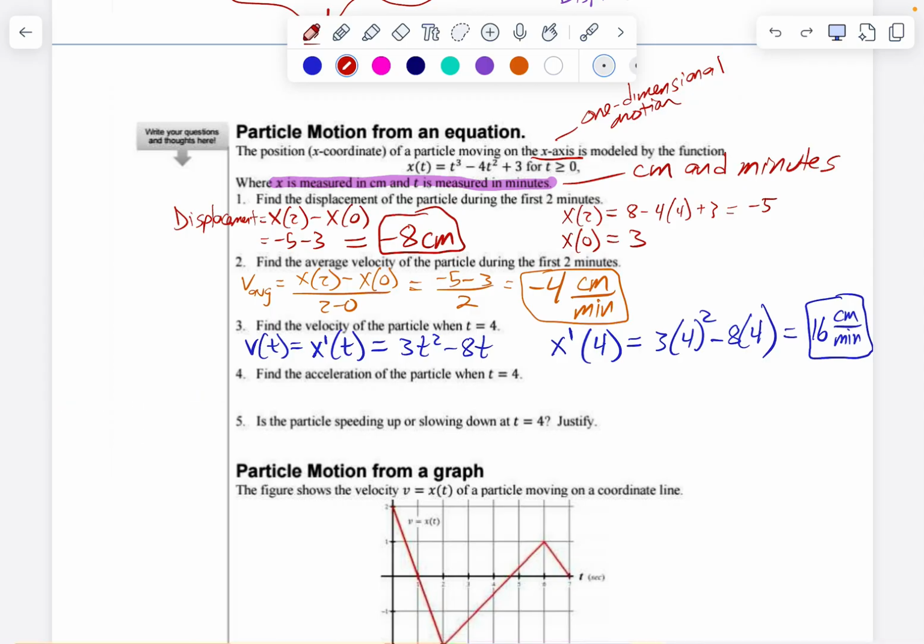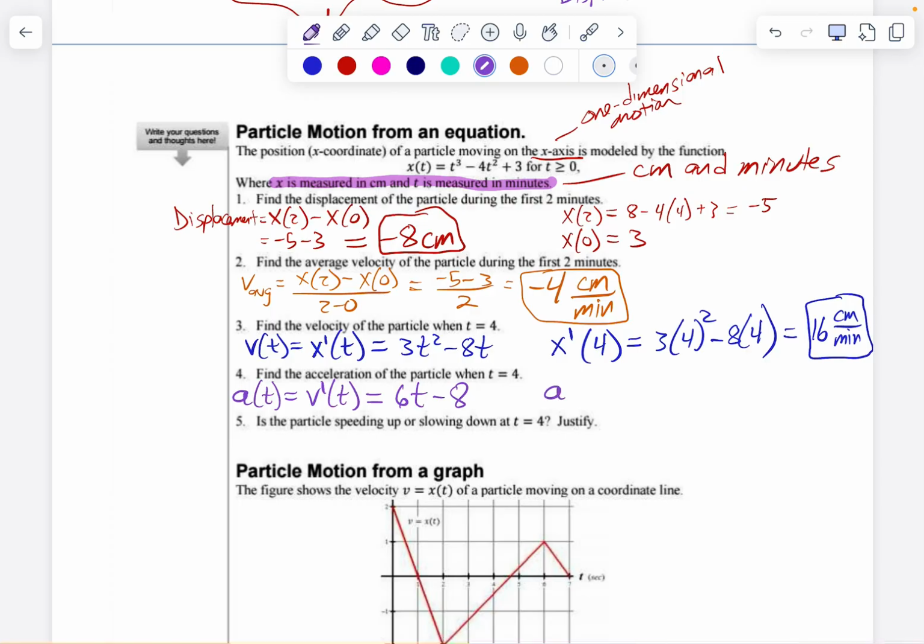All right, acceleration. Acceleration is what? Okay, so you could either say v prime, so it's v prime of t. That's what I'm going to write. Or you could say it's the second derivative of x and do it that way. But since we just did the derivative of x, why don't we just take the derivative of the velocity, which is what? 6t minus 8.